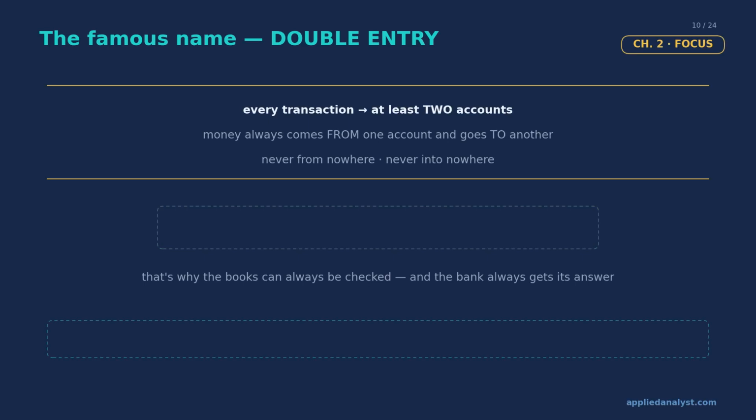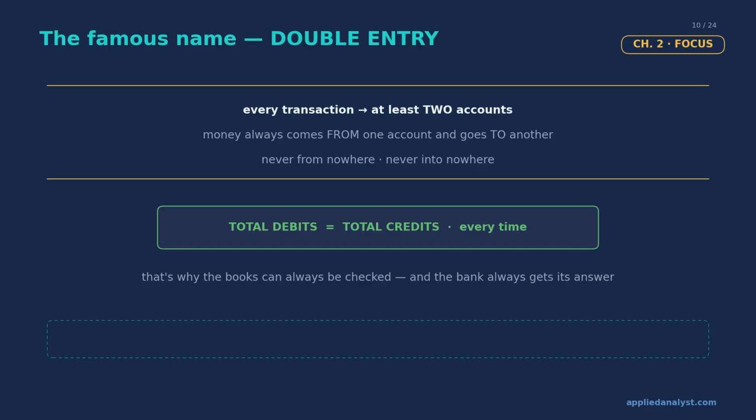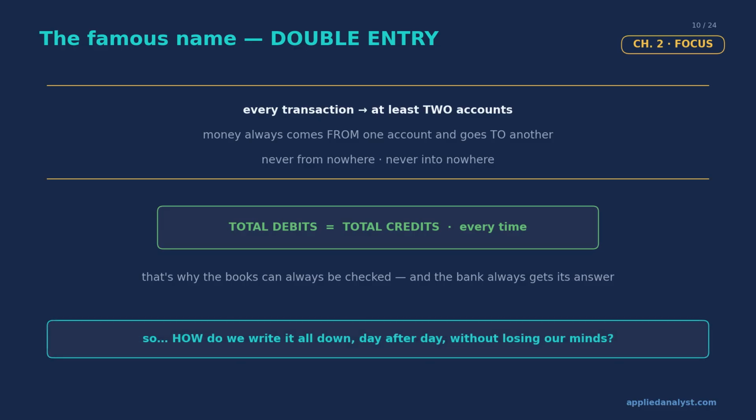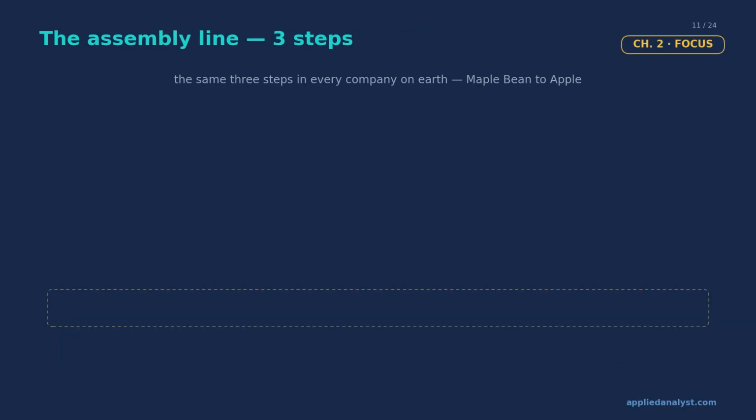And the famous name from Chapter 1 now gets its full title, the double entry system. Every transaction is recorded in at least 2 accounts, and total debits must always equal total credits. Money never appears from nowhere and never vanishes into nowhere. That's why the books can always be checked, and why the bank gets its answer. Which leaves one question: how do we write all this down, day after day, without losing our minds? With a 3-step assembly line, and it runs the same in every company on Earth, from Maple Bean to Apple.